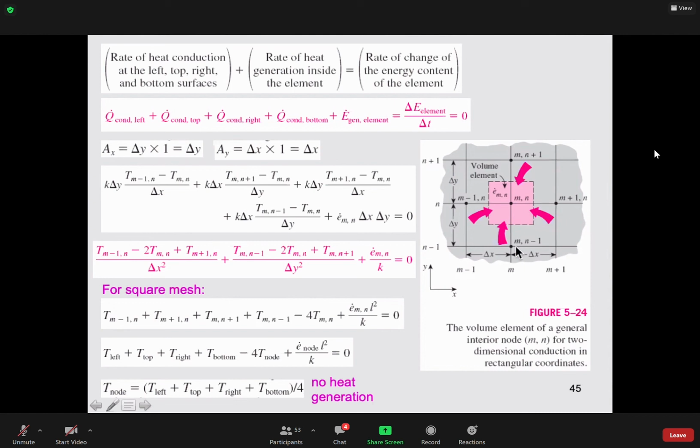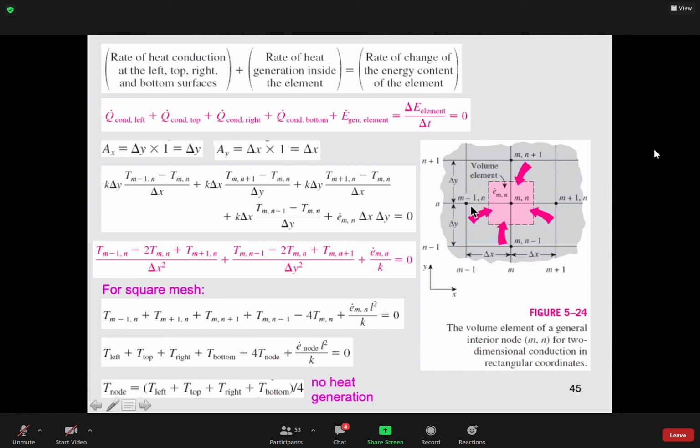The conduction comes from this point, m, n minus 1, to m, n. Here is conduction. The distance between this node and this node is delta y. Therefore, it becomes k over delta y, the distance, and the area is perpendicular to this one. Therefore, it is delta x times L. L means the third dimension.